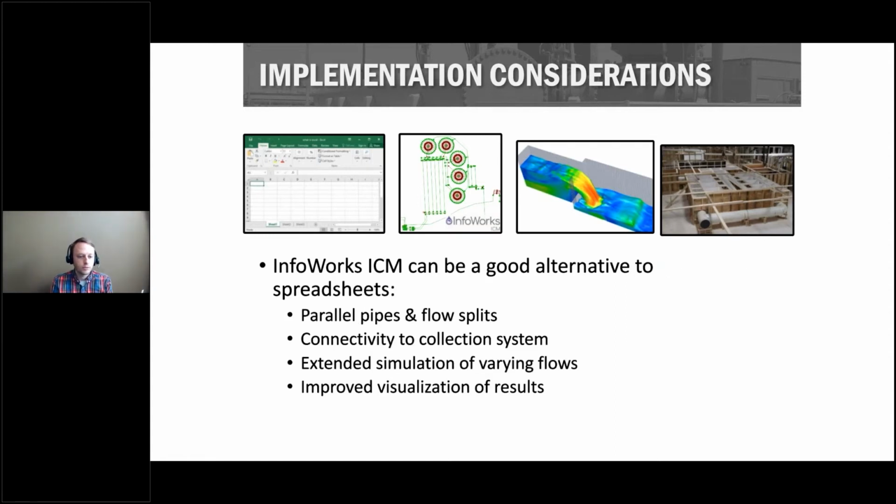What I've seen is that ICM can be a good alternative to a spreadsheet when you have a more complex hydraulic situation occurring at a treatment plant. Larger plants a lot of times will have a smaller, older plant and then a larger new plant, and there's a lot of parallel piping and flow splits that occur when you do that. That can get difficult to accurately track in a spreadsheet. Not to say that it can't be done, but it certainly gets a little more difficult.